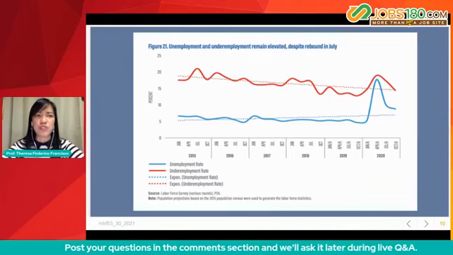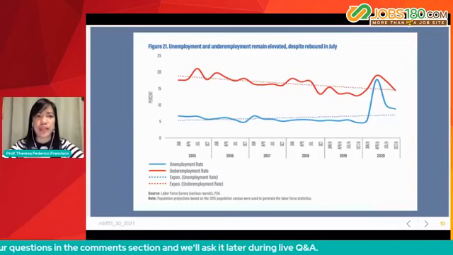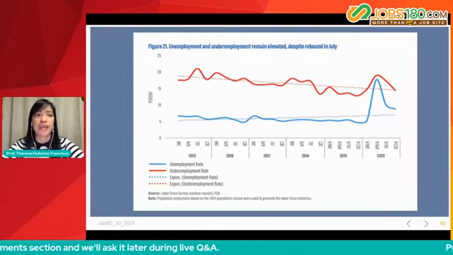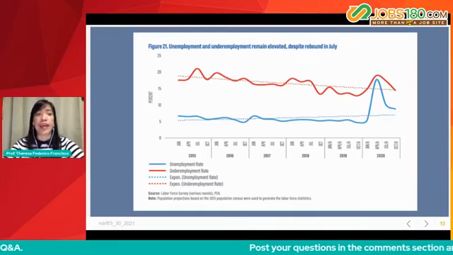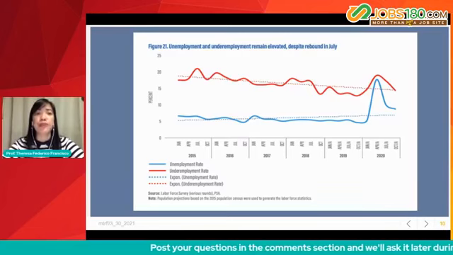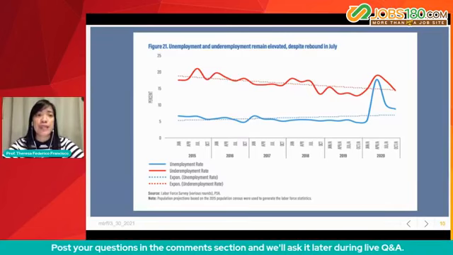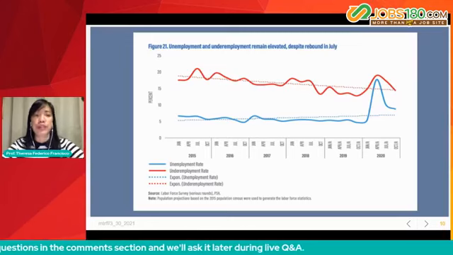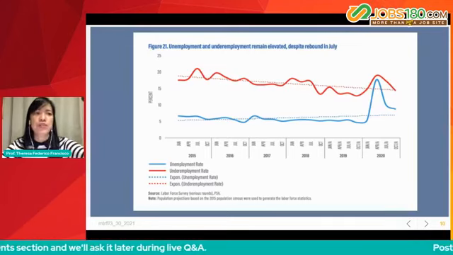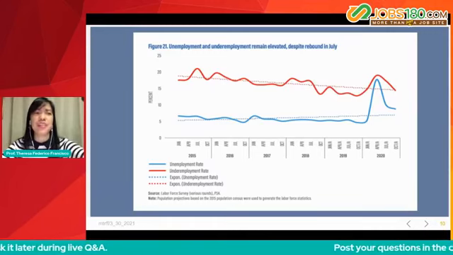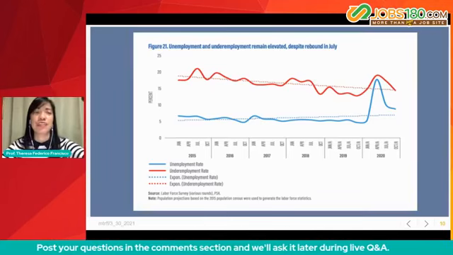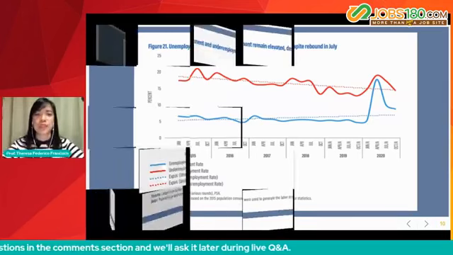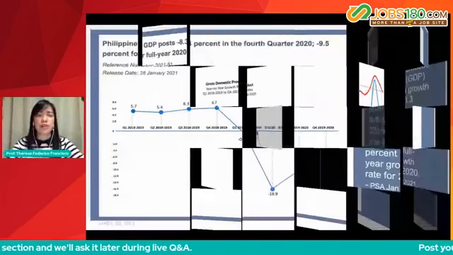Underemployment also declined gradually from its peak in April and continued its downward trend in July and October 2020. The labor force participation rate, or what we call the LFPR, rebounded to its pre-pandemic level in July 2020, but reversed to a lower level in October 2020. Job losses between October 2019 and 2020 were staggering at 2.7 million, mostly concentrated in the services and industry sectors.